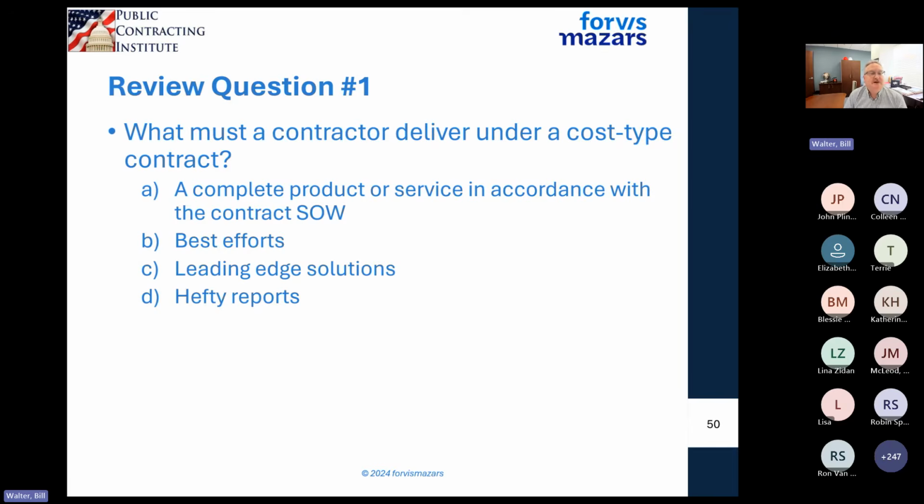Okay. So do you have to submit a complete product or service? Do you have to do your best efforts? Do you have to provide leading edge solutions? Or do you have to provide hefty reports? Okay. So when you get that, go ahead and answer. John, do I see the results anywhere? I see 80 people, 90 people. Yep. You should be able to see the results. If for whatever reason you can't interact with the poll, you will need to put your answer in the chat.